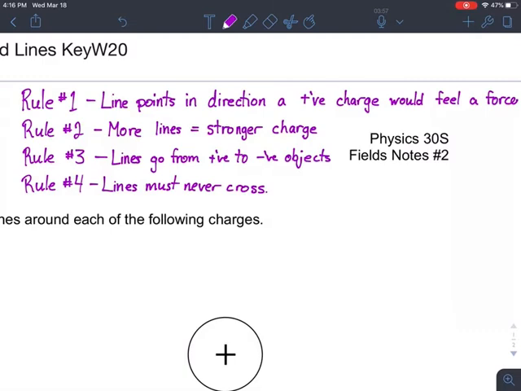Rule 1, lines point in the direction that a positive charge would feel a force. Rule 2, more lines means stronger charge. Rule 3, lines must go from positive to negative objects. And Rule 4, lines must never cross.